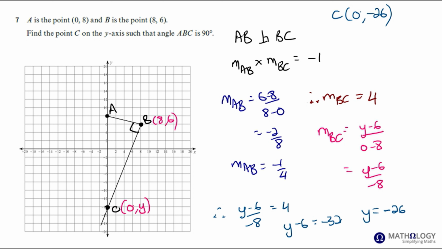The way we've drawn it here, it looks like C is the point (0, -14), but again, this is not an accurate diagram. This angle is not necessarily 90 degrees the way that I've drawn it. So it seems reasonable that your point would be (0, -26).